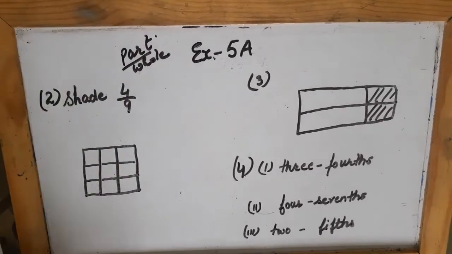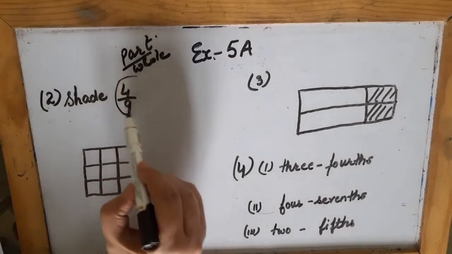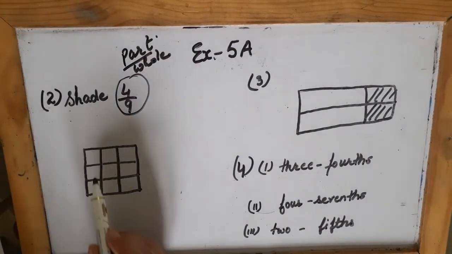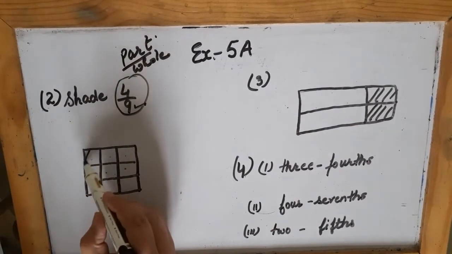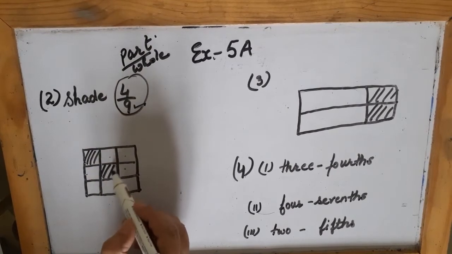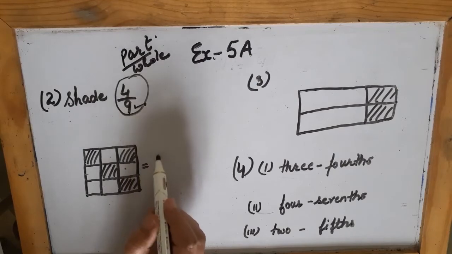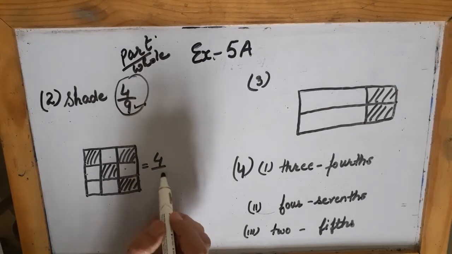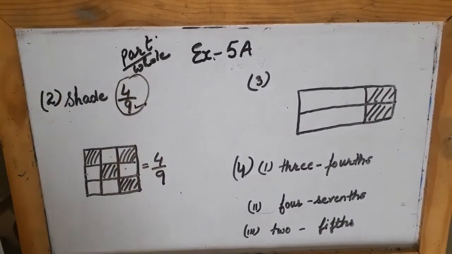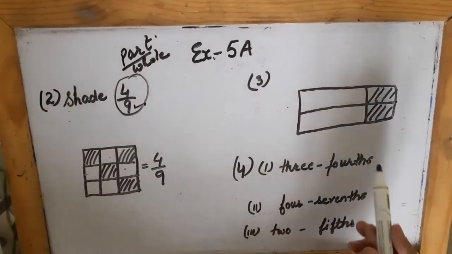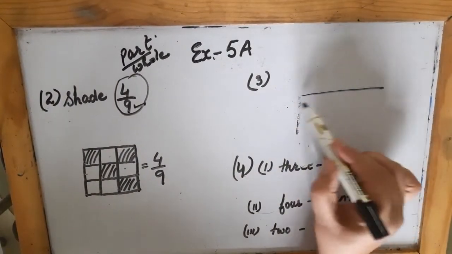In the second question, they have given you a figure like this, and they're asking you to shade 4 by 9. Means there are total 9 parts, and I have to shade 4 parts. So any 4 parts you can shade. So this will show the fraction 4 by 9, that the 4 parts are shaded out of total 9 parts.